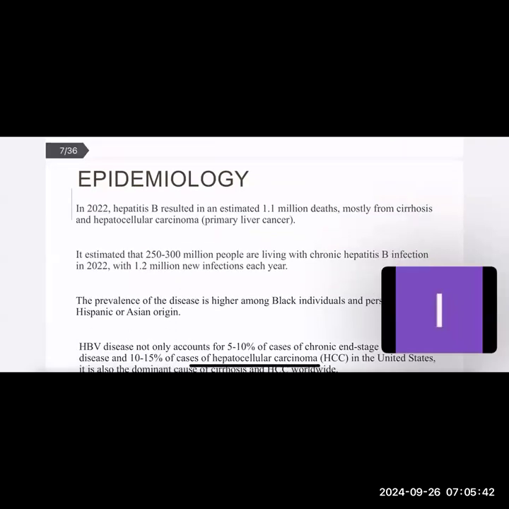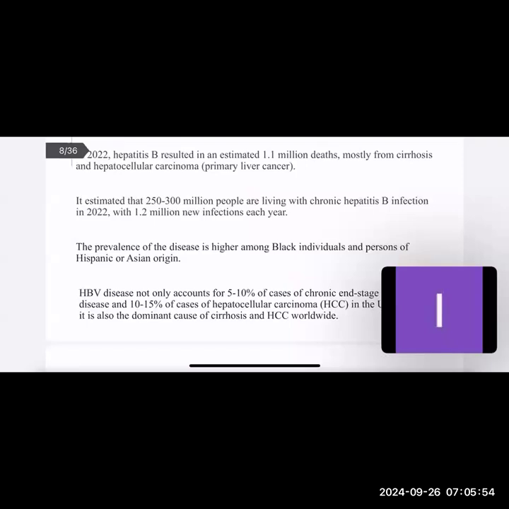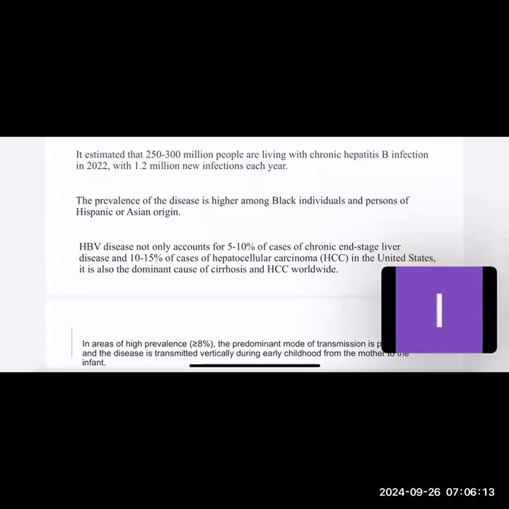In 2022, hepatitis B resulted in an estimated 1.1 million deaths, mostly from cirrhosis and hepatocellular carcinoma. It's estimated that 250 to 300 million people are living with chronic hepatitis B infection, still data from 2022, with 1.2 million new infections each year. The prevalence of the disease is higher among Black people and persons of Hispanic or Asian origin. Hepatitis B disease not only accounts for 5 to 10% of cases of chronic end-stage liver disease and 10 to 15% of hepatocellular carcinoma in the United States, but is also the dominant cause of cirrhosis and hepatocellular carcinoma worldwide.